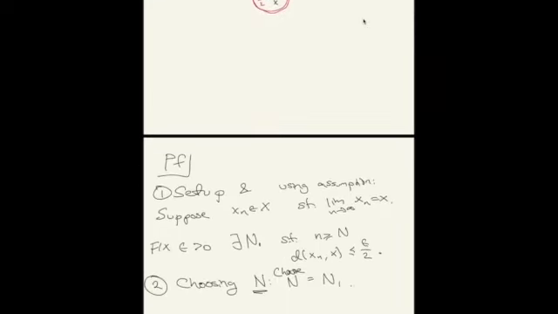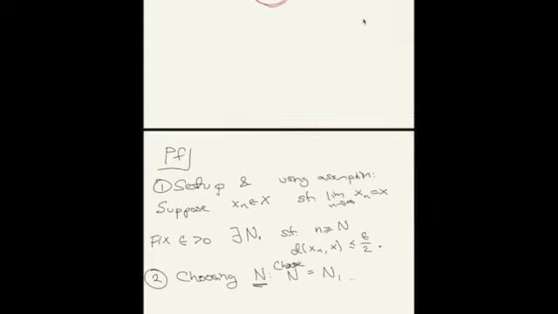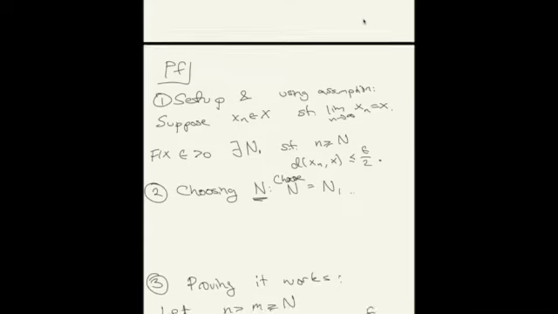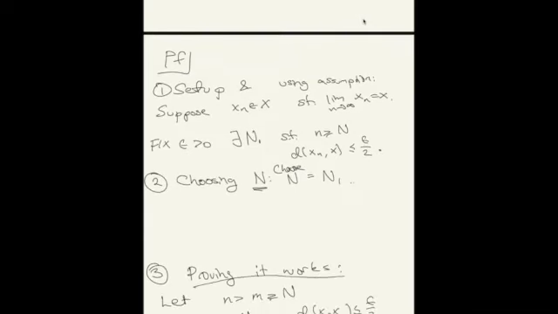Now, this class is all about writing proofs more carefully, so here I've indicated the main steps of the proof. First, we have a setup, where we use the assumption. Then, because this is proving a Cauchy sequence or some kind of continuity property, we have to choose something, so choosing an n. And then we have to prove that our choice works. So these are three steps in this proof. So often there is this setup phase.